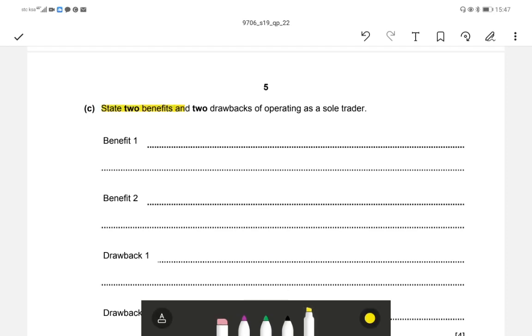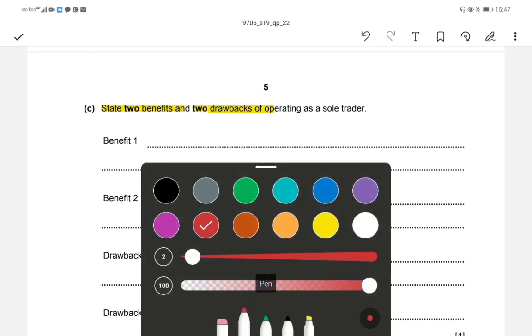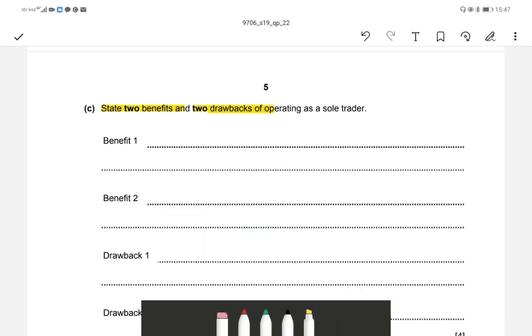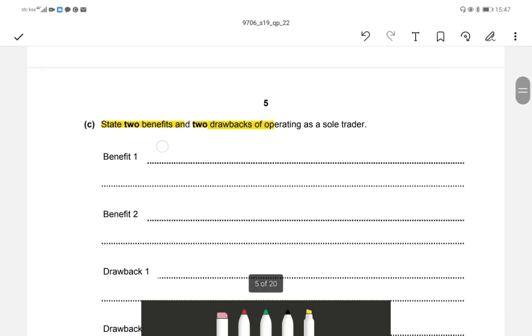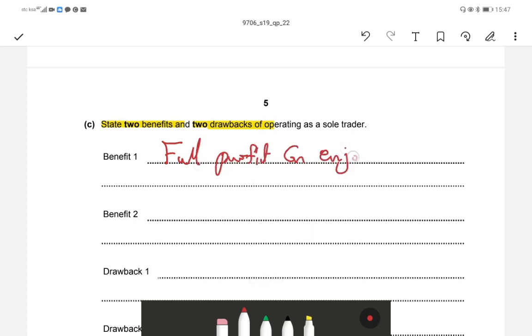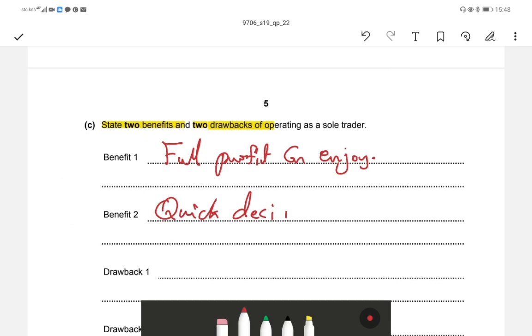Next, state 2 benefits and 2 drawbacks of operating as a sole trader. The theory is easy. Sole trader means only one person is the owner of the business. So the full profit he can enjoy. Then benefit 2, quick decision. Because there is only one owner, he can make decisions quickly.